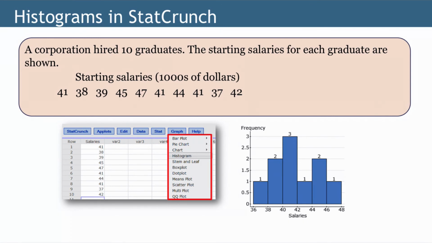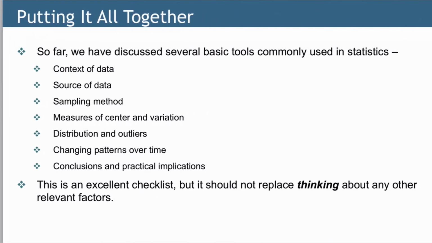And you can do these all in StatCrunch. So again, put the data in a column, go to graph, and then you can pick all these graphs underneath there. StatCrunch will spit them out. I encourage you to do that. I also have videos on how to do these as well in Blackboard, so check out those videos.